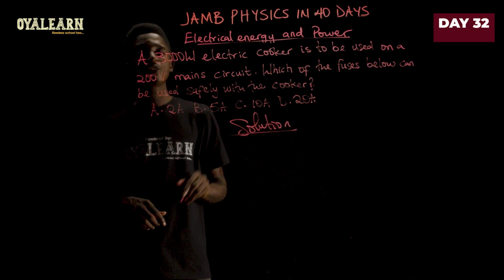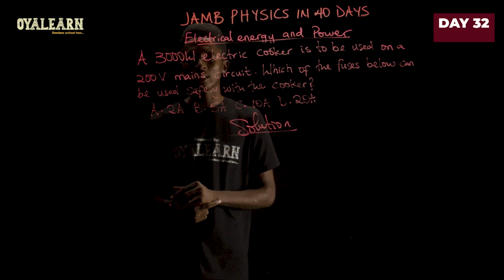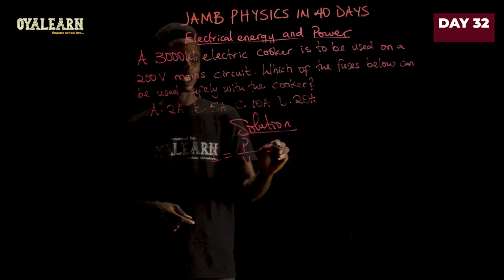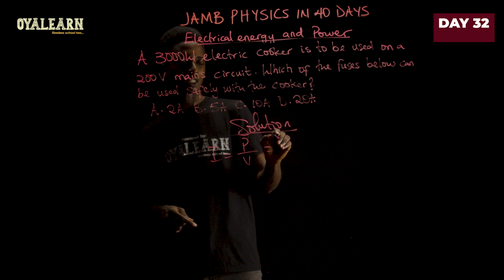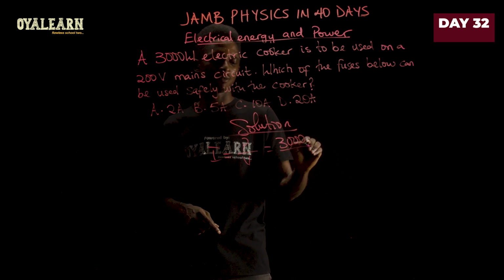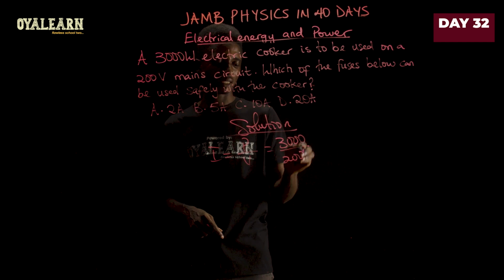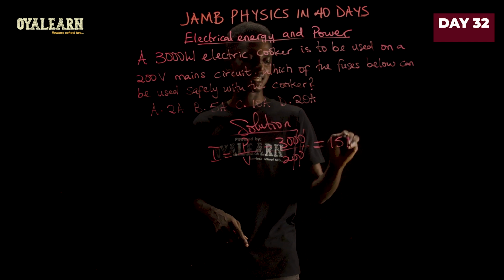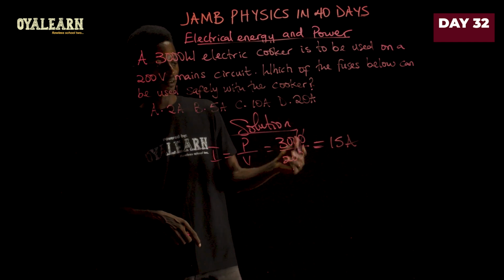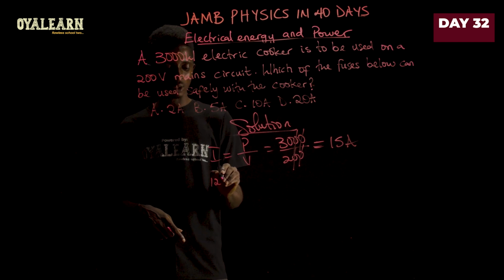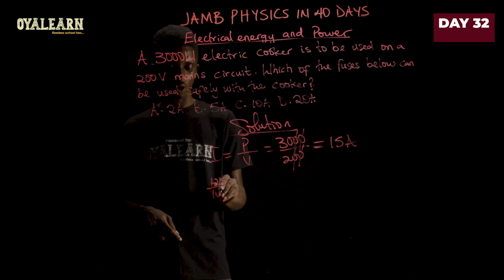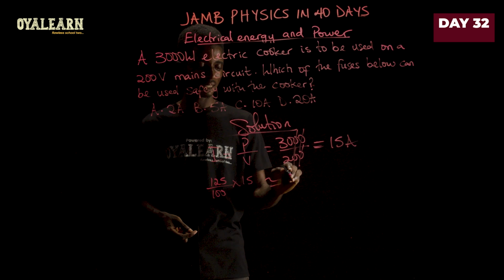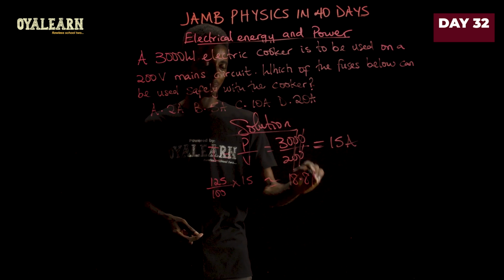The first thing we want to do is to find the working current. The working current I is going to be the power divided by the potential difference of the mains circuit. So we have 3000 divided by 200. Here 0 cancels 0, 0 cancels 0. We have 30 divided by 2, which is 15 amperes. That is, the working current is 15 amperes, and 125%, that's 125 over 100 times 15 amperes, is going to give us approximately 18.8 amperes.